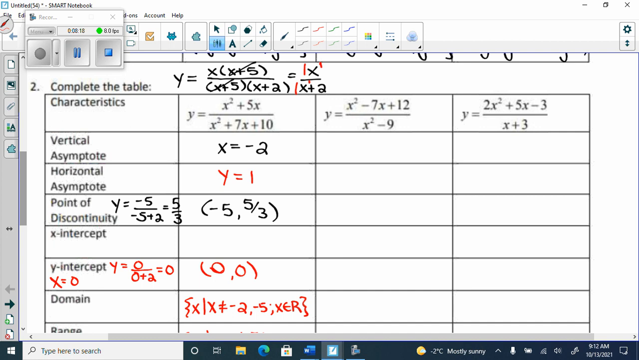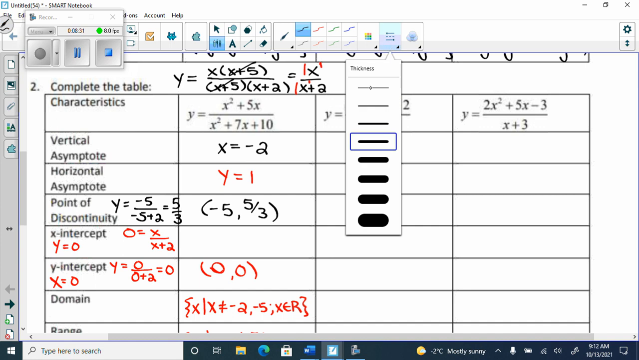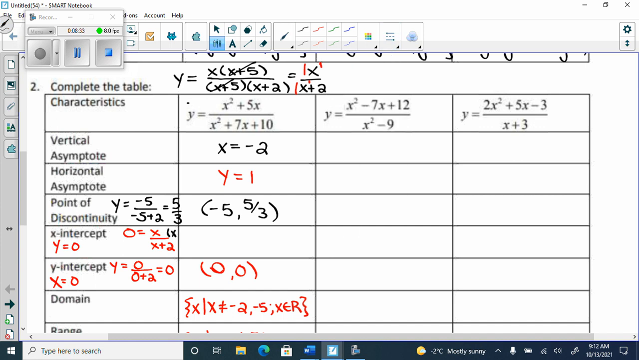Now my x-intercept, I need y equals 0. And I can plug it into my simplified version. So I can go 0 equals x over x plus 2. And then we multiply by x plus 2. And they cancel off. So I get 0 equals x. So this one's at 0, 0 as well, which you would know because this one's 0, 0.